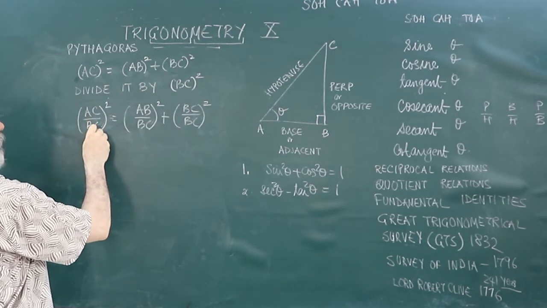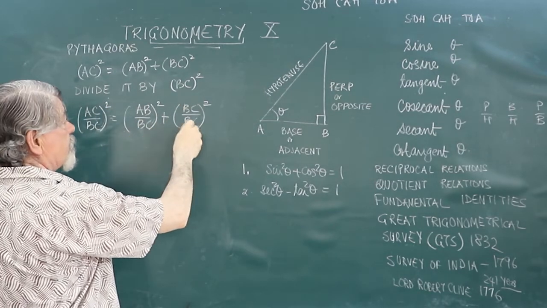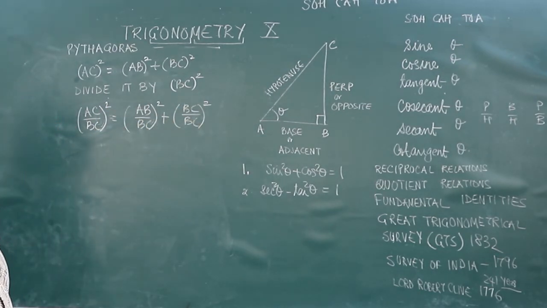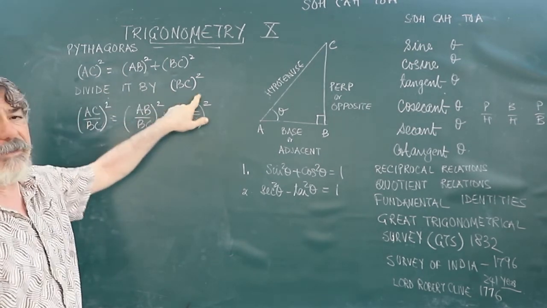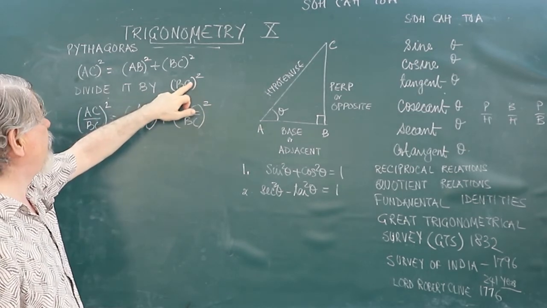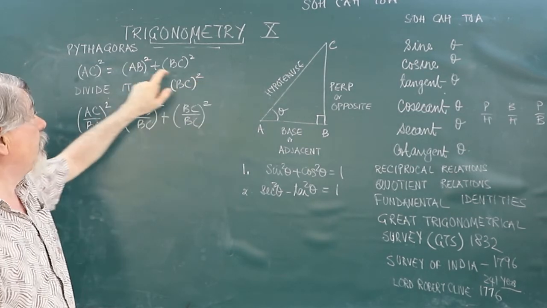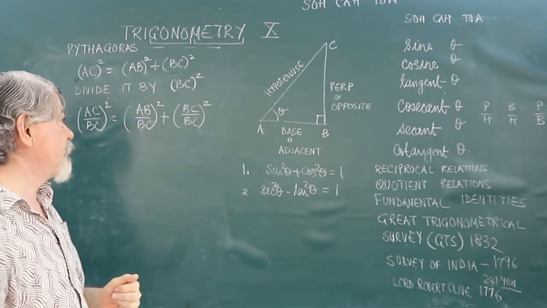So AC upon BC whole square, AB upon BC whole square, plus BC upon BC whole square. In the first two also please write down AC square and AB square. Correct it where I have written that. I have just written AC, it should be AC square, and I have written AB, it should be AB square, like we are writing BC square.